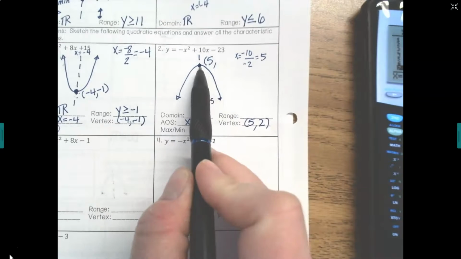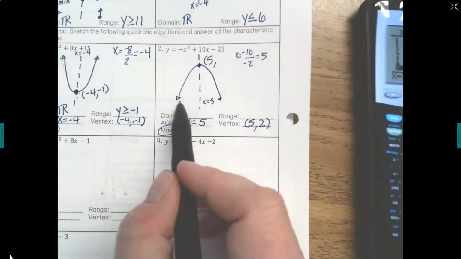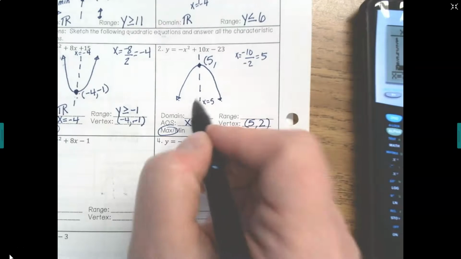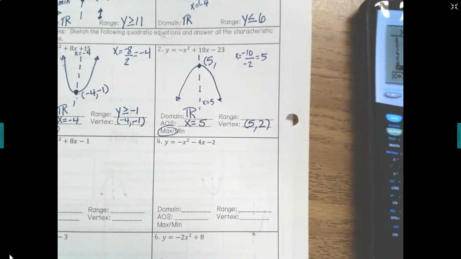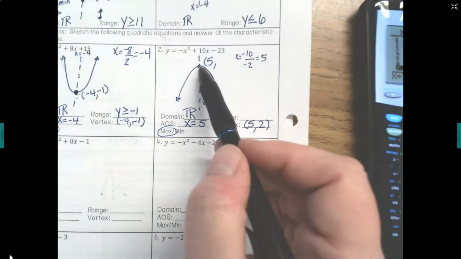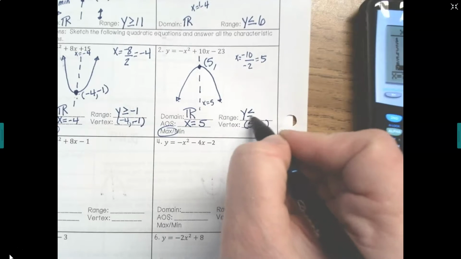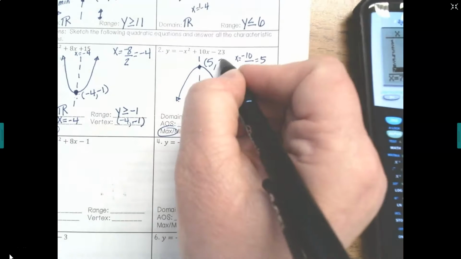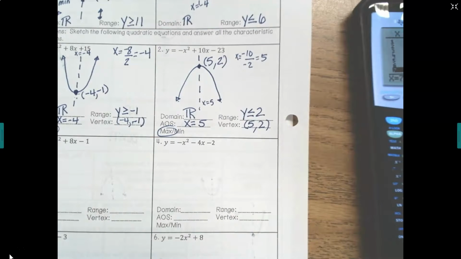This vertex is sitting on top of the graph. That makes it a maximum. We're never going to stop left or right, so that makes us all real numbers. And our range: the entire graph is below the vertex, so all of my y values are going to be less than or equal to 2. So y is less than or equal to 2 is our range.